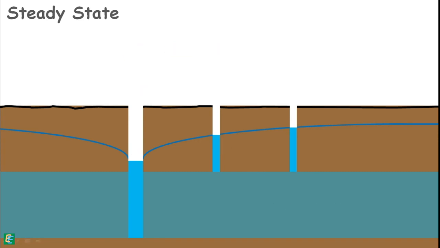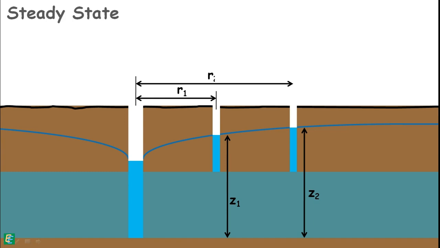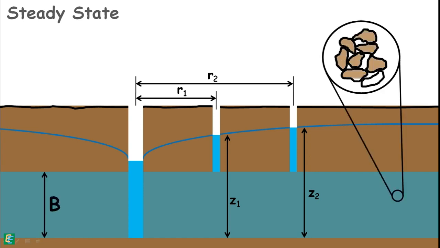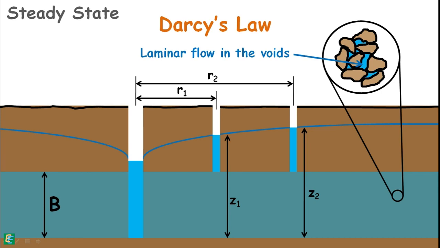So, let at this steady state, the height of the piezometric level in the first observation well be Z1 and it is at a distance of R1 from the center of the test well. Similarly, the height of the piezometric level in the second observation well is Z2 and it is at a distance of R2. Also, say the thickness of this confined aquifer is capital B. We assume that the flow of water in the soil voids is laminar. So, we can apply Darcy's law for this situation.